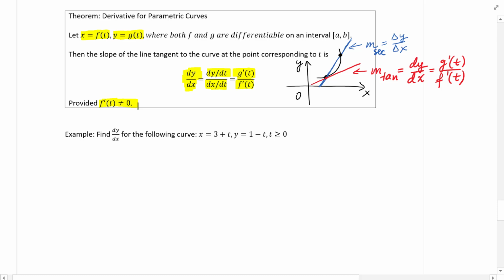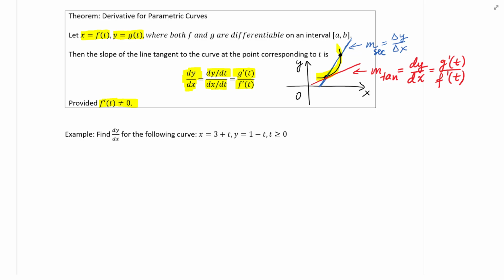And here you have a picture of a function, and then you have the slope of the secant line, the one that is going through 2 points on the graph, and then you have the slope of the tangent line, which is dy/dx equal to g prime of t over f prime of t. So basically we can find the slope of a curve written in parametric form.